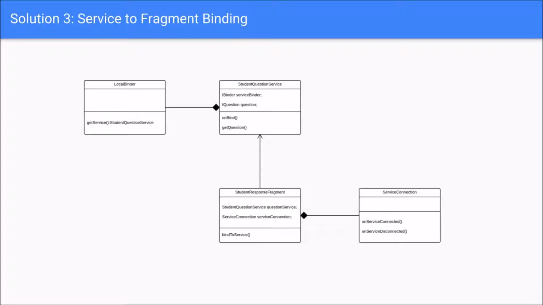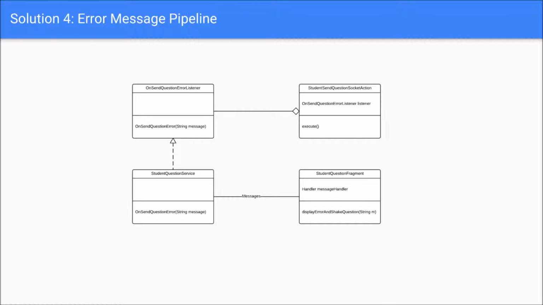Solution 3 was to implement the service to fragment binding. Service to fragment binding allows the background service responsible for receiving questions from the teacher to interact directly with the UI and dynamically load questions when they come into it. This adds a level of robustness to the application in that the question data is always viewable if it exists, because it is stored in the service directly and is simply forwarded to the UI when requested instead of being stored in the UI and being lost when the application is closed.